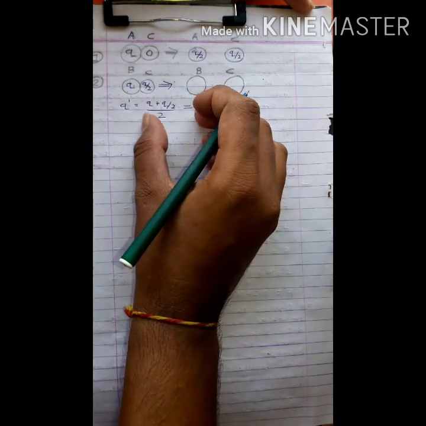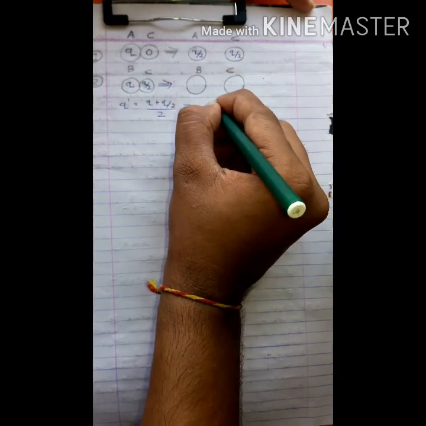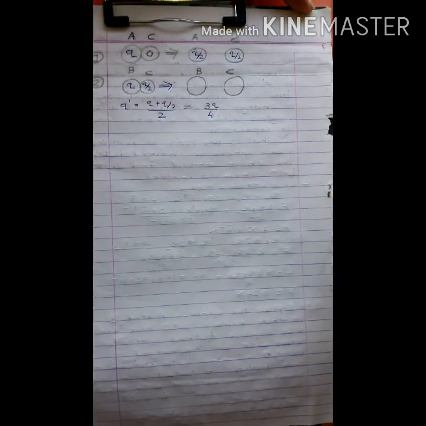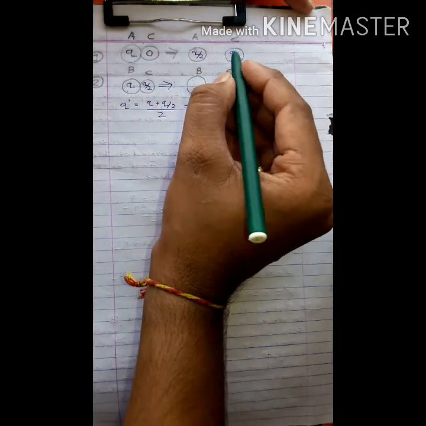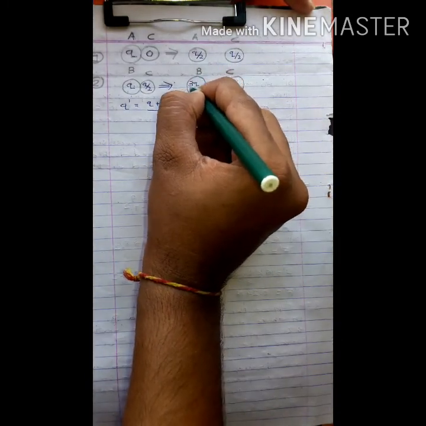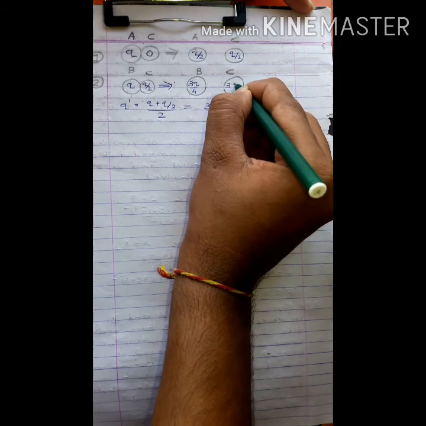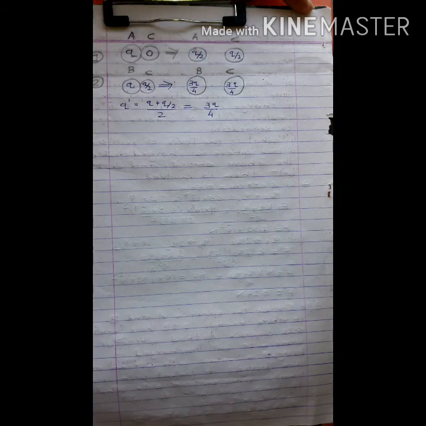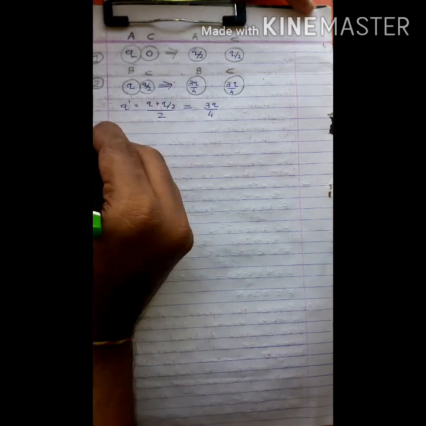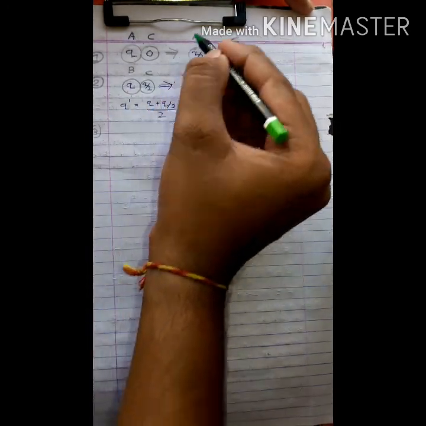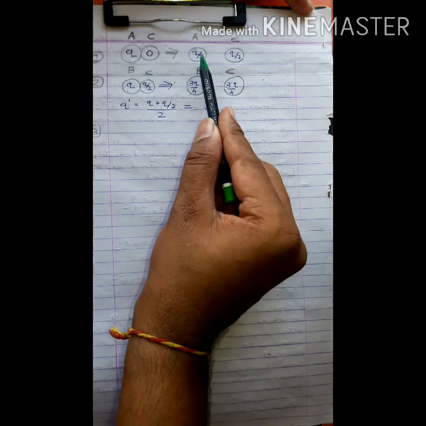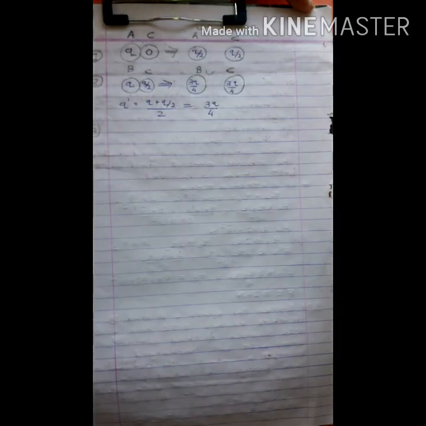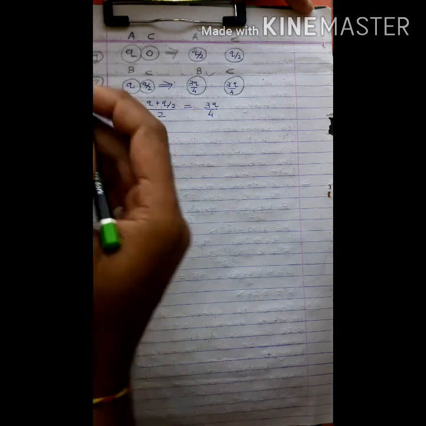Clear? Now try to solve this term. So our answer becomes 3Q by 4. So the charge on both spheres becomes 3Q by 4. So this is our second situation. Now in the last situation we consider A and B spheres. Here this is sphere A, the charge on A sphere is q by 2, and here this is sphere B. The charge on B sphere is 3q by 4.